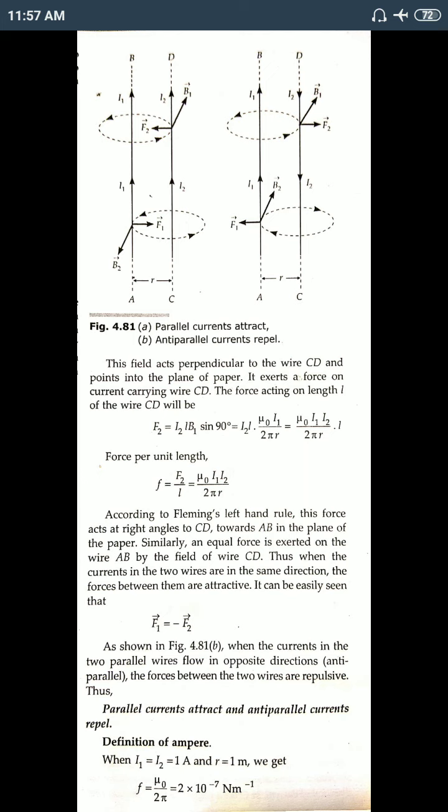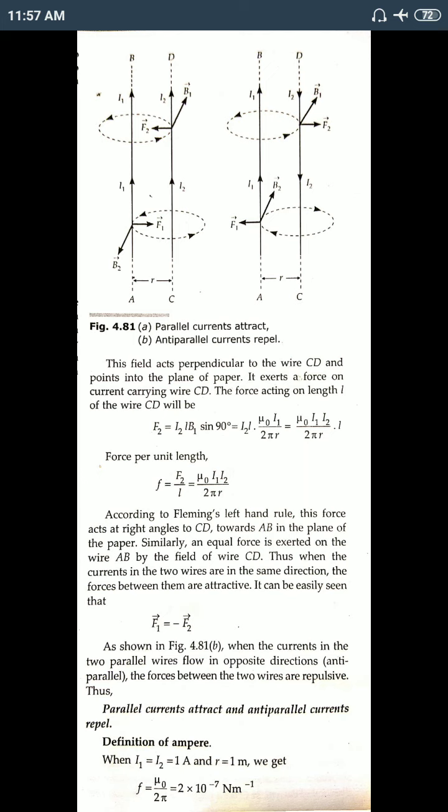So F2 equals I2 L B1 sin 90 degree, because due to I1, B1 amount of magnetic field is produced on the wire CD, and theta is 90 degree. If you put the expression of B1, that is mu 0 I1 by 2 pi r, ultimately you get mu 0 I1 I2 by 2 pi r into L. This is the force acting on the length L of the wire CD.